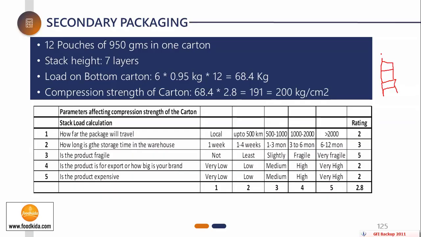Okay. Sorry for my drawing. So, sir, what is the 6 here? 6 into 0.95. What is 6? That's what I'm telling you. This is the bottom carton layer on a pallet. Above it, 1, 2, 3, 4, 5. This is your sixth carton. So I got a total of 7 layers. So the bottom carton will be carrying the load of the 6 cartons on it. Yeah, that is the 6. Is it clear?